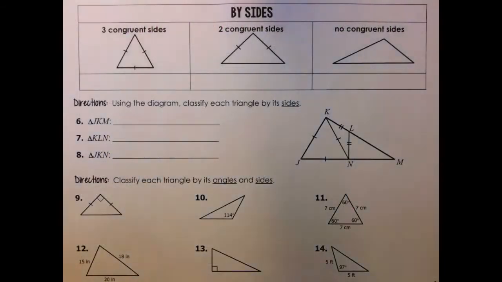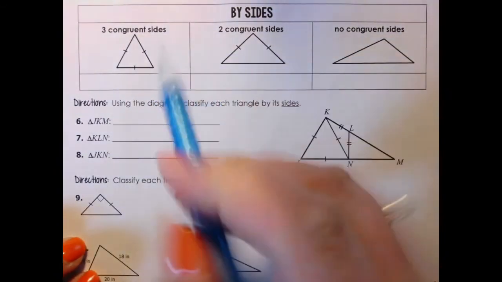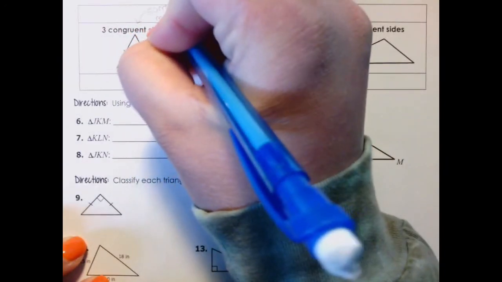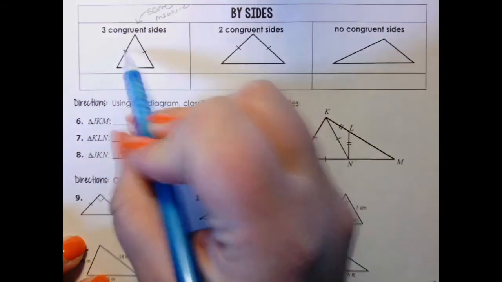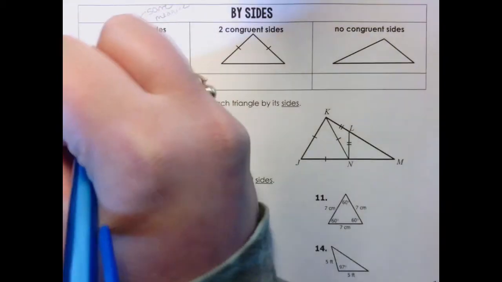Alright, so next we are going to go on to classifying triangles by their sides. First we classified by their angles, now we're looking at their sides. So in this first one, I have 3 congruent sides. Congruent meaning same measure. So all 3 of these sides are the same length. If I have 3 sides that are the same length, it's going to be an equilateral triangle.